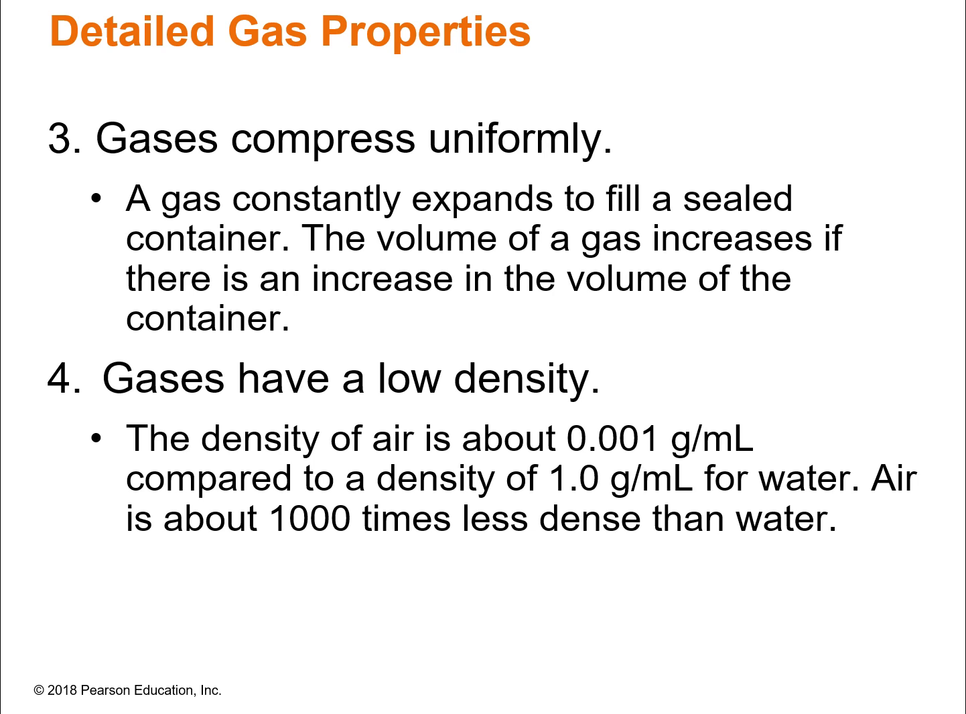So gases have a low density. That means that there's not a whole lot of particles for any given volume. And just to give you an idea, the density of air is 0.001 grams per milliliter. The density of water is 1 gram per milliliter. So, big difference. Very low density.